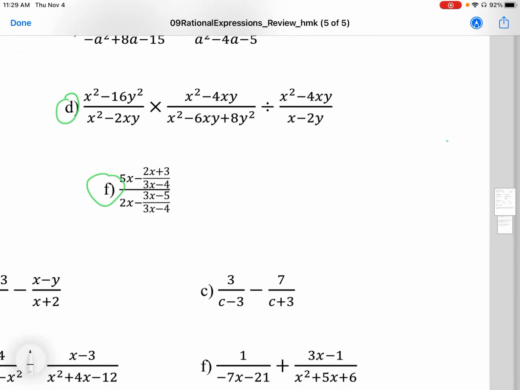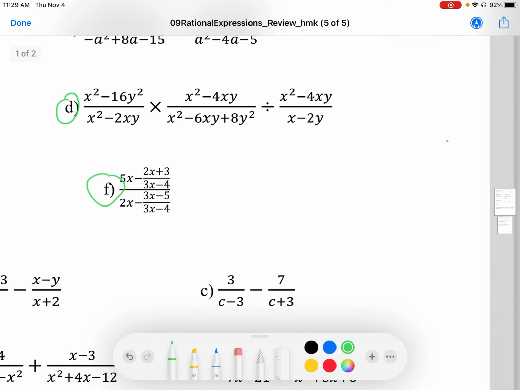In question D, we're going to first start with the restrictions on the variable in the denominator. So we need to identify all the divides. With this, we really can just keep it as an x and y restriction. I'm going to show you one way to do this.